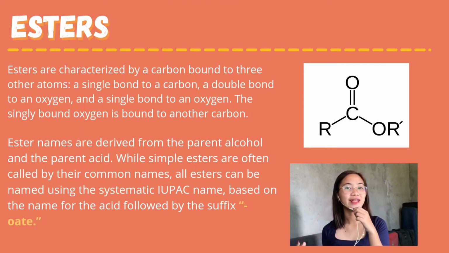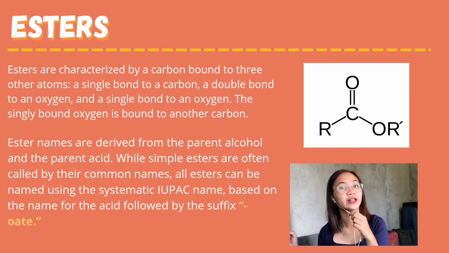Esters are characterized by a carbon bound to 3 other atoms: a single bond to a carbon, a double bond to an oxygen, and a single bond to an oxygen. The single-bound oxygen is bound to another carbon. In addition, ester names are derived from the parent alcohol and the parent acid. While simple esters are often called by their common names, all esters can be named using the systematic IUPAC name, based on the name for the acid followed by the suffix -ate.